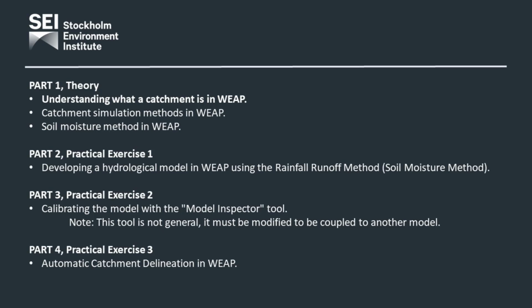In respect of practical exercises, in the first exercise, we will develop a hydrological model in WEAP using the soil moisture method. In the second one, we will calibrate that hydrological model with the Model Inspector tool, which has embedded macros for exchanging information with WEAP. This tool must be modified to work with a specific model. You will not be able to use it in any model unless you modify the macros and formulas within the file first. Finally, in the third practical exercise, we will use the catchment delineation mode in WEAP.